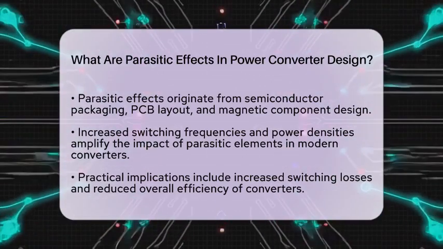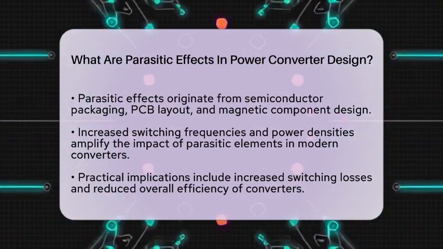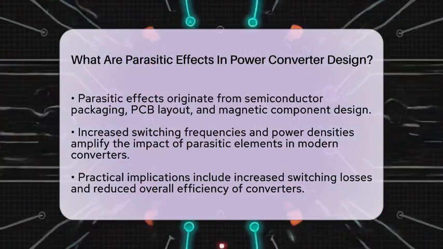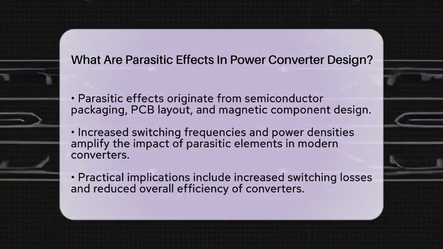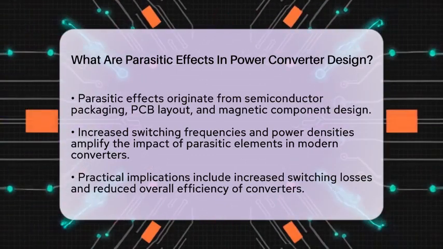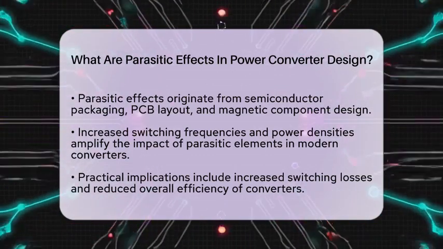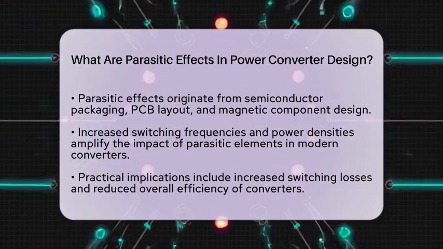These parasitic effects come from various sources, including the packaging of semiconductor devices, the layout of printed circuit boards, and the design of magnetic components. As switching frequencies and power densities increase, which is common in modern DC-DC converters used in renewable energy systems, the impact of these parasitic elements becomes even more noticeable.